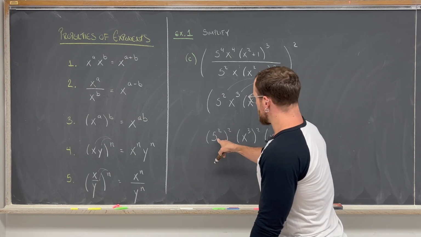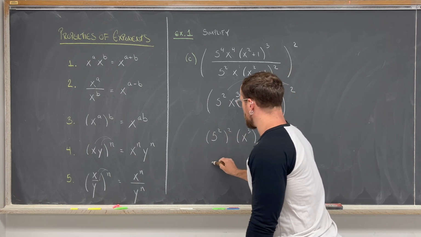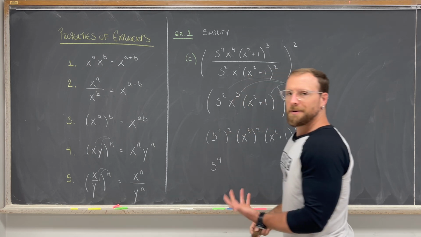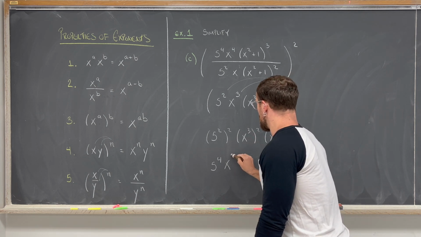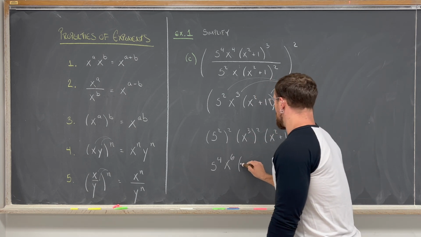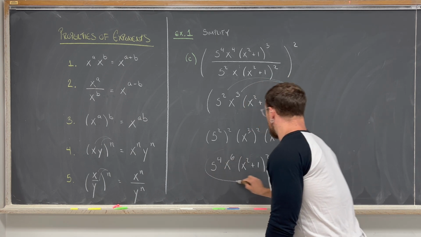In the end, this is a large number. I'm just going to leave it as 5 to the 4th power. 2 times 2 is 4. 5 to the 4th, that would be 625. X to the 6th, x squared plus 1 squared. And that's my final answer.